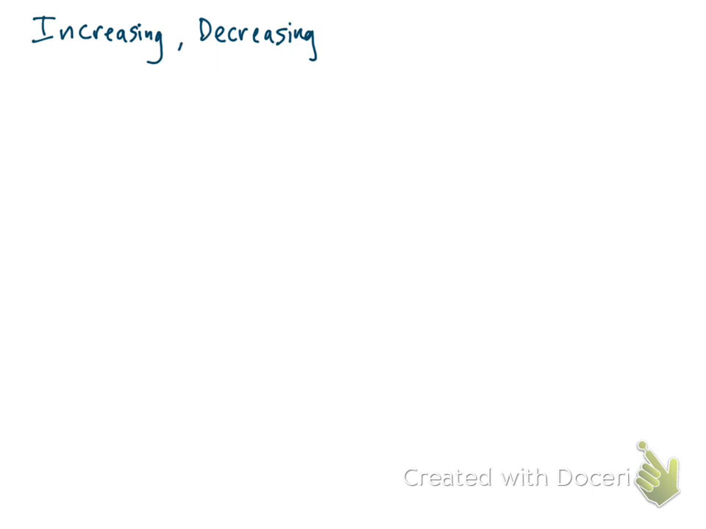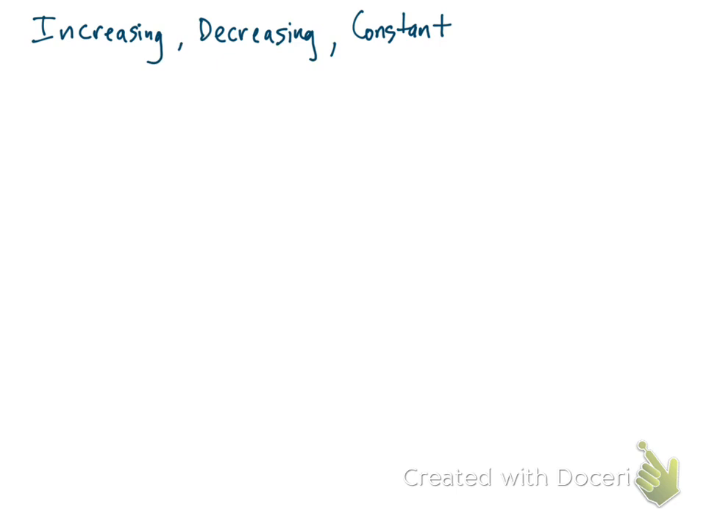Decreasing and constant. Okay, these are the three main features of flow for a graph. So how is this graph flowing? What is the general trend?